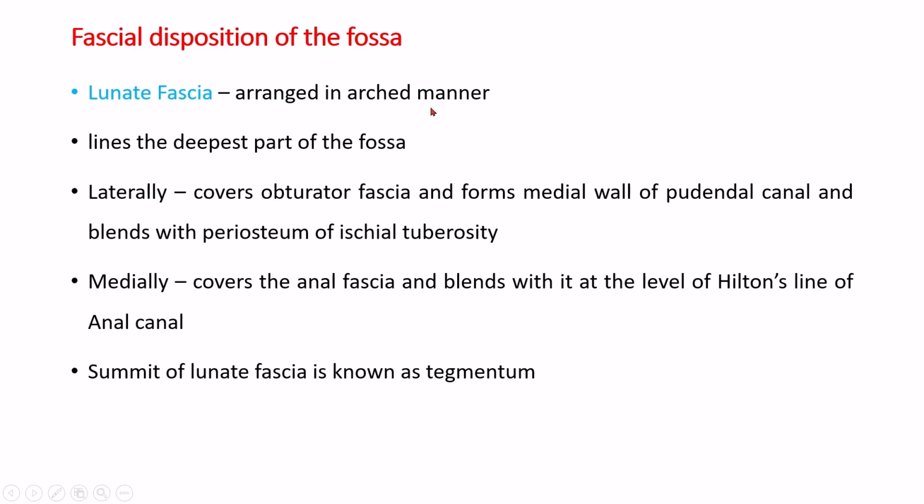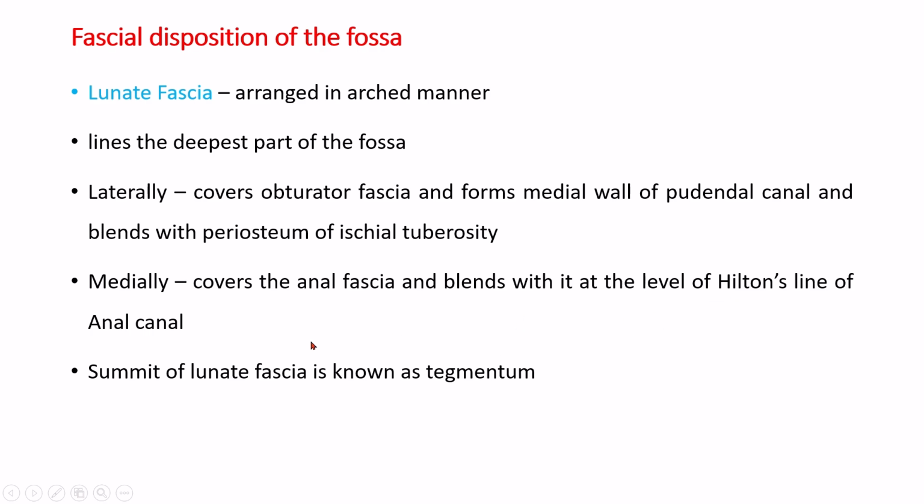It is arranged in an arch-like manner and lines the deepest part of the fossa. Laterally, it covers the obturator fascia, as I have shown in the diagram, and forms the medial wall of the pudendal canal and blends with the periosteum of the ischial tuberosity. Medially, it covers the anal fascia and blends with it at the level of Hilton's line of the anal canal.